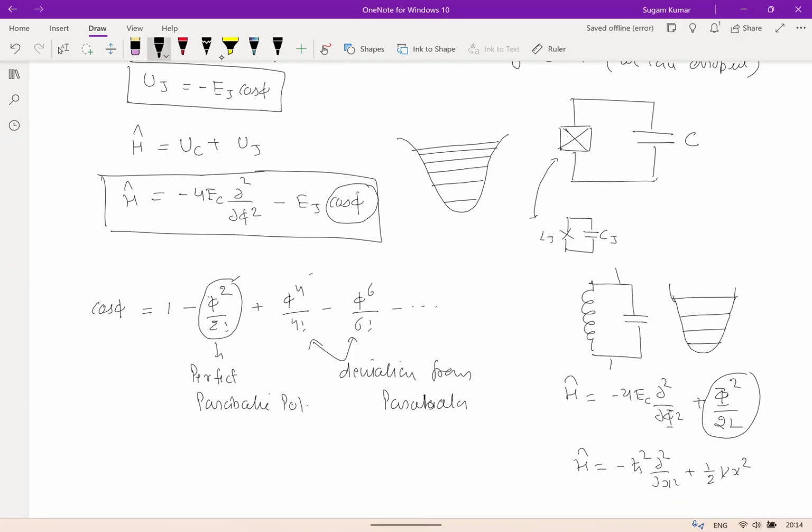This can be done now by solving H psi equals E psi. I will solve it, of course not today, but we will solve it and see that when you solve this, I will get the energy eigenvalue. And that energy eigenvalue is not going to give us equally spaced lines. Remember that this Schrodinger equation you get here has a very special name, the Mathieu equation.